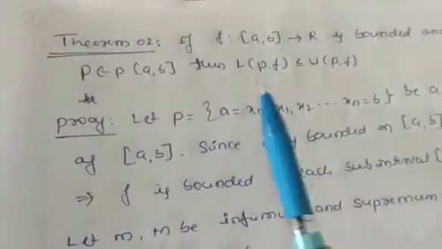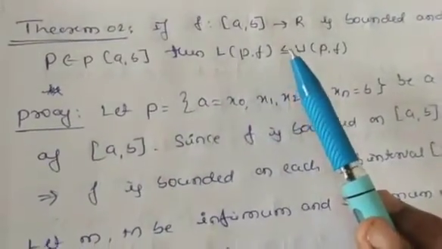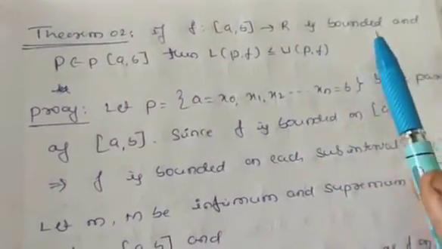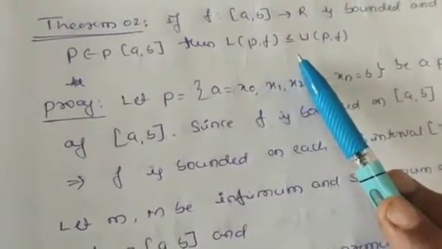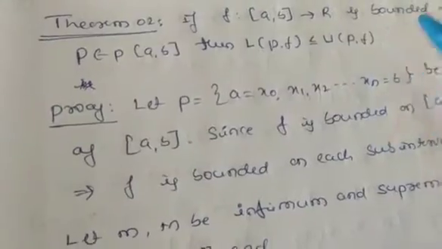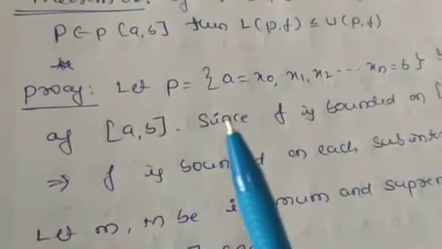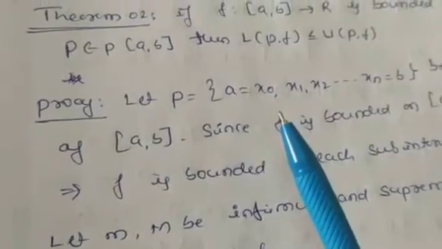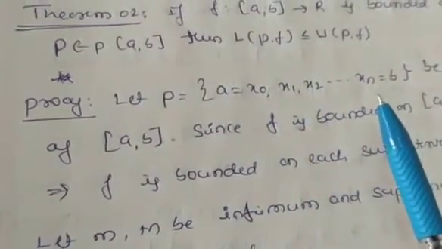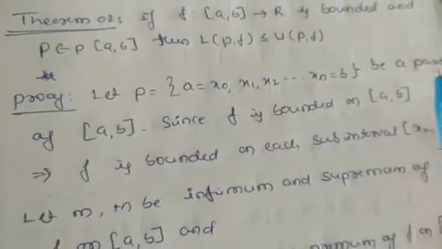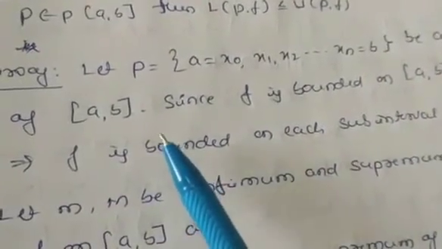Let us take one more theorem. If f is a function from [a, b] to R and is bounded, and P belongs to P[a, b], then L(P, f) is less than or equal to U(P, f). Again, consider a partition P = {x0, x1, ..., xn}, where x0 = a and xn = b, of the closed interval [a, b].